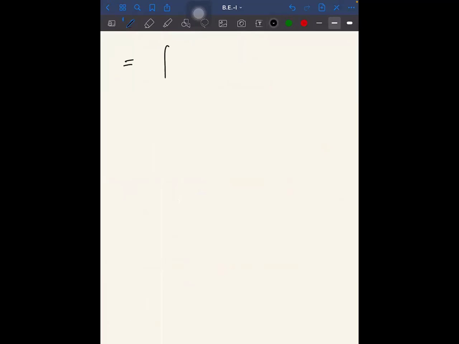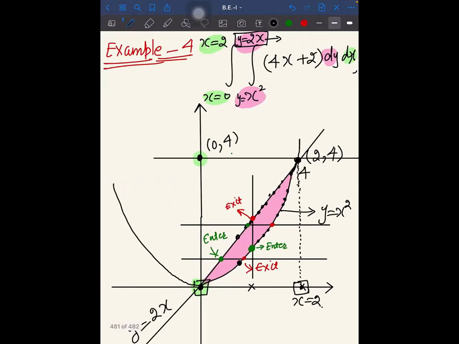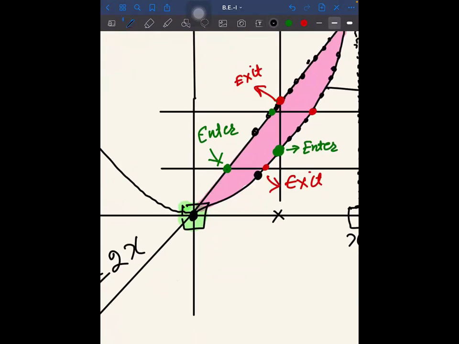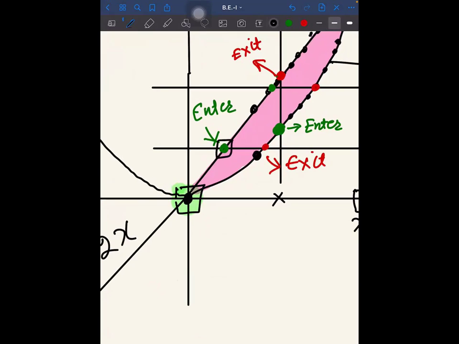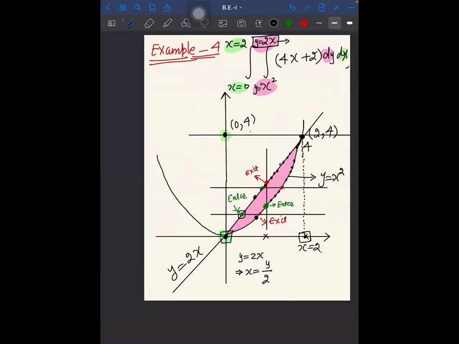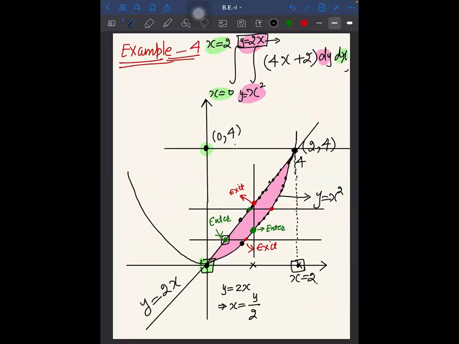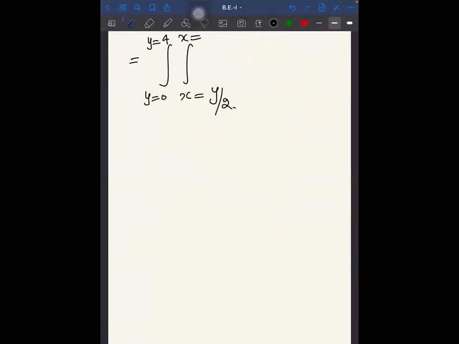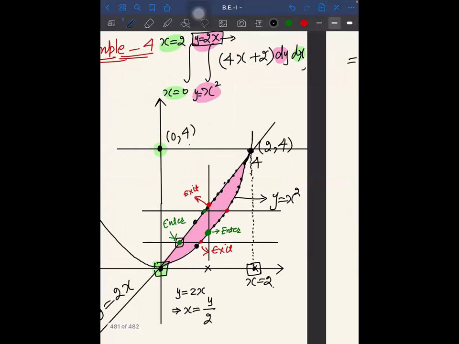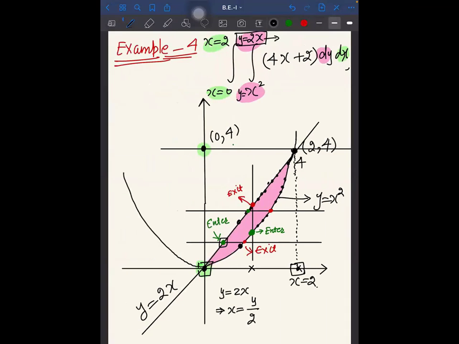y runs from 0 to 4 and x runs from, see, you have picked the horizontal line, so your x starts from the line, the equation of the line, that is y is equal to 2x. So from here your x is y by 2, right? Because your x starts from the line. So your x starts from y by 2 to where? Your x ends over here, right?